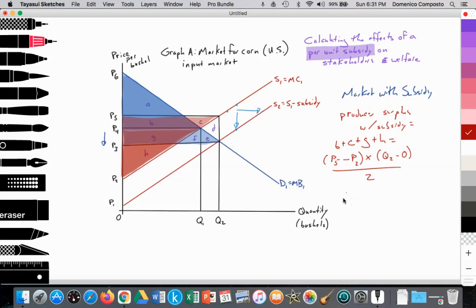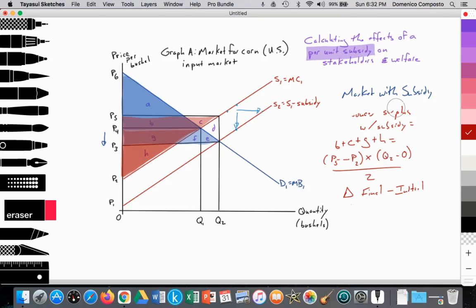And again, if you're asked to calculate the change between the producer surplus before and after the subsidy, you want to take the final value, that's the producer surplus with the subsidy, minus the initial value, which is producer surplus without the subsidy. And that change will tell us by how much producer surplus has increased by, in this case, by areas B and C.